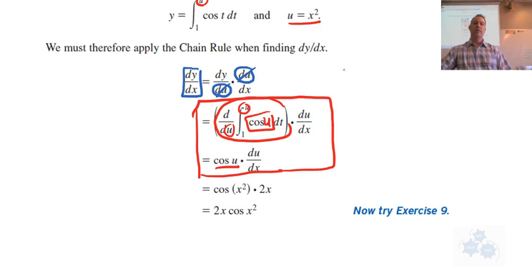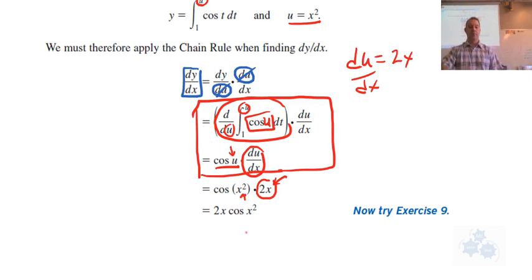The du dx is easy. U, as up here, was x squared, so du is 2x. So that's where this comes from. That's du with respect to x. You see that? And of course, if I'm now back in terms of x, then this u has to be written in terms of x, and that's where I get my x squared from. And that's how you get 2x cos x squared for an answer.